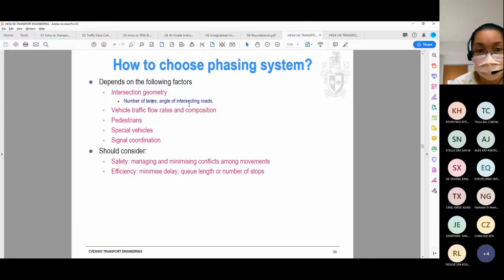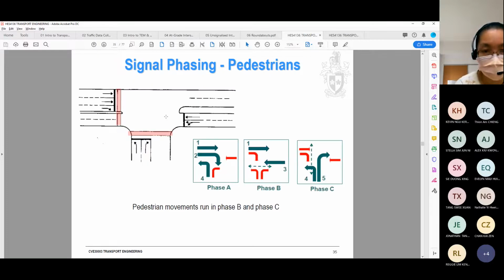And then, of course, it will depend very much on the traffic flow rates and composition. If we know the traffic flow is very high, then we may choose to have phasing that, if this is a T junction, prolongs the green time for some of these phases.